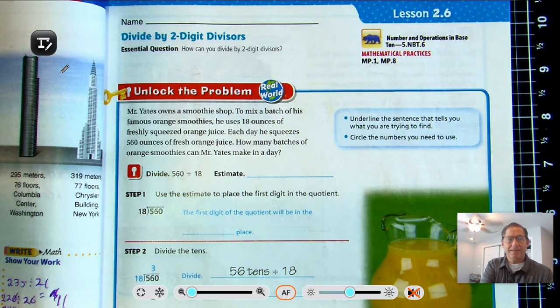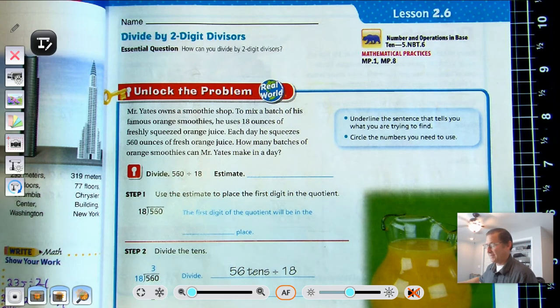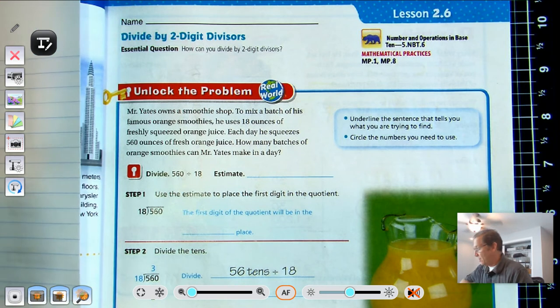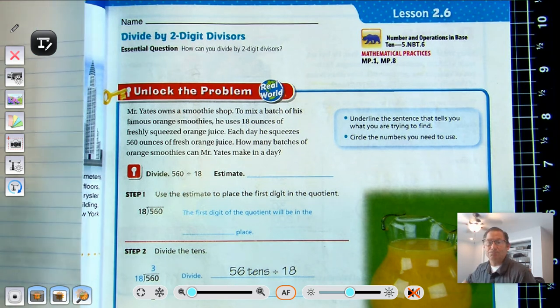Hello, everybody. In today's lesson, lesson 2.6, divide by two-digit divisors, our essential question is basically how can you divide by two-digit divisors? In our previous lesson, lesson 2.5, we talked about how to estimate using two-digit divisors. So now we're going to take that idea of estimating and apply it to finding the actual quotient and remainder of a problem.